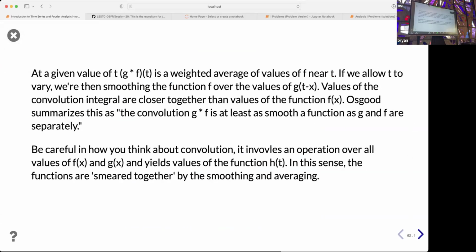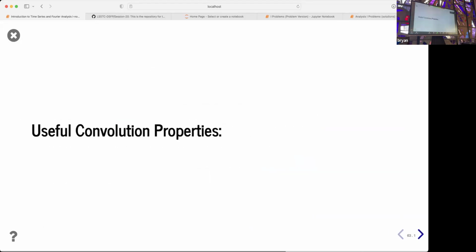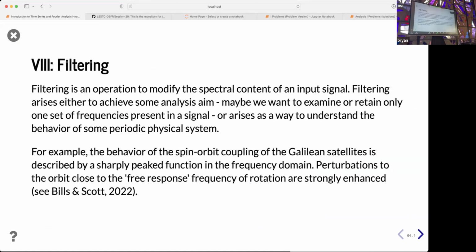So one thing to be careful about is that convolution, as we defined it here, is an operation over all values of f of x and g of x, and it yields values of the convolution function. So it's a smearing and smoothing operation. So, some useful convolution properties. As I mentioned, one thing we can do is filter.